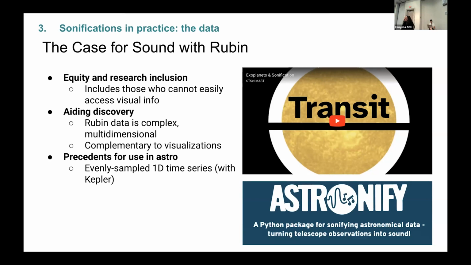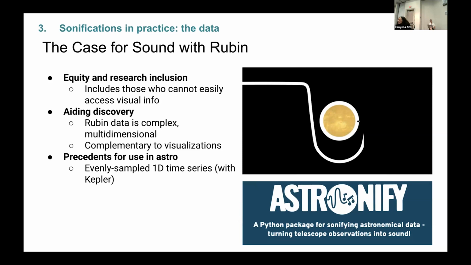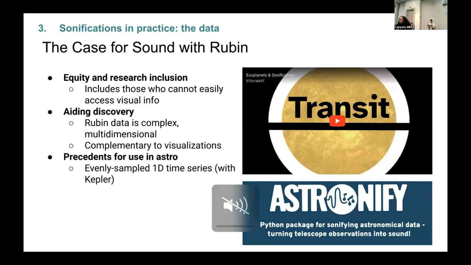Now, sonification has been used before to represent astronomical data. The folks at Space Telescope Science Institute have developed Astronify, which is a Python package for sonifying astronomical data. I'll go ahead and show an example of a planet transit that is sonified using Astronify. Listen to the star. Okay, so you could definitely hear that dip in pitch as the exoplanet transits in front of its star.